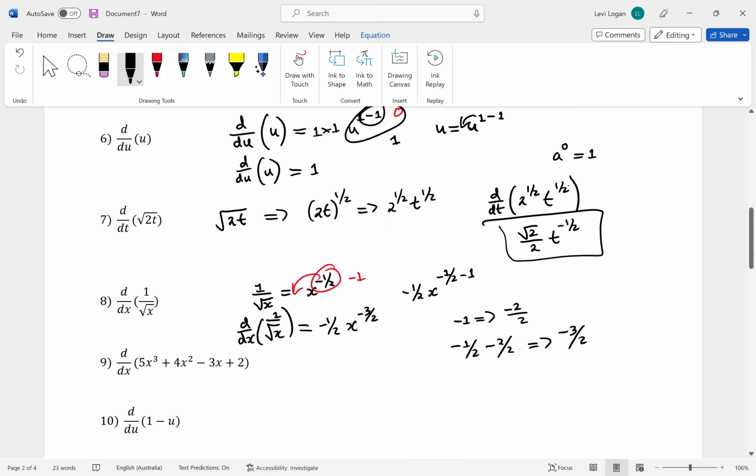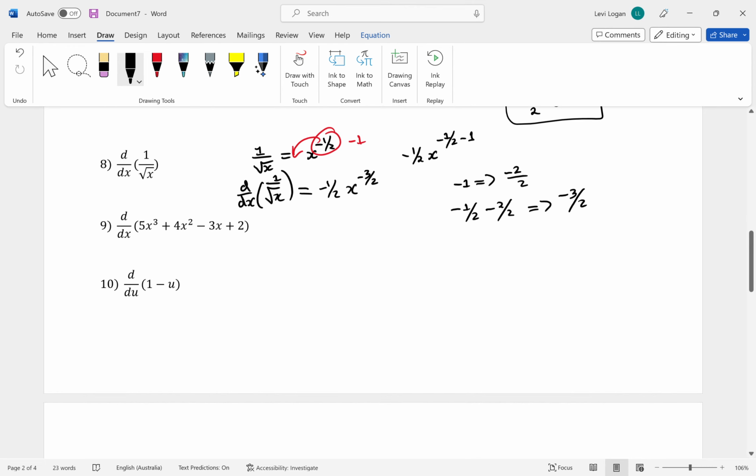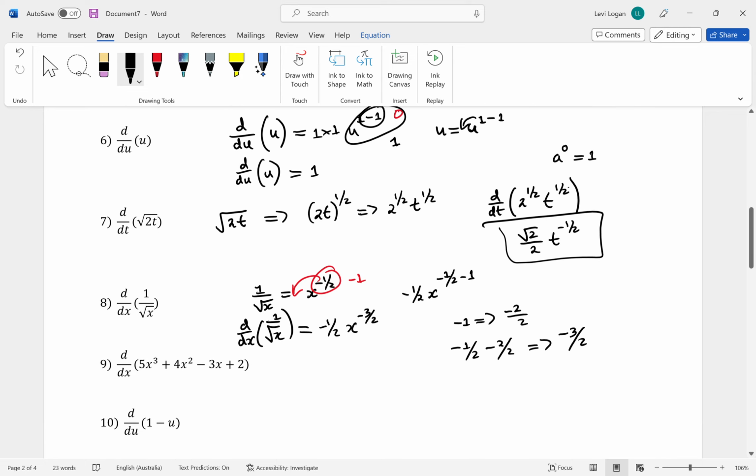I'll leave something in the comments hopefully to tell you that initially I got question 7 wrong, but luckily I realized that just in time. Okay. The rest of it though is correct. The rest of the questions have been correct.